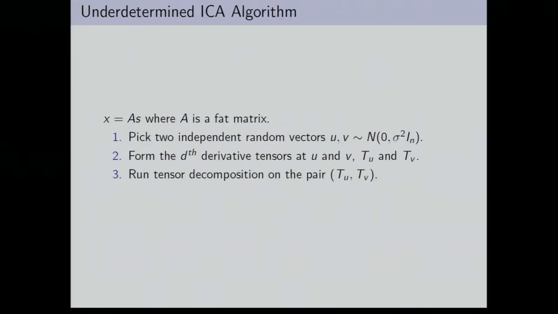Now, the question is, how do you use it to solve the underdetermined case? And it's actually really easy. So just as a quick reminder, underdetermined, x equals AS. A is a fat matrix, so you're taking fewer measurements than there are underlying random variables. So you pick two random vectors, u and v. You form these derivative tensors, Tu and Tv, and then you just run the tensor decomposition on it. So that's our algorithm.